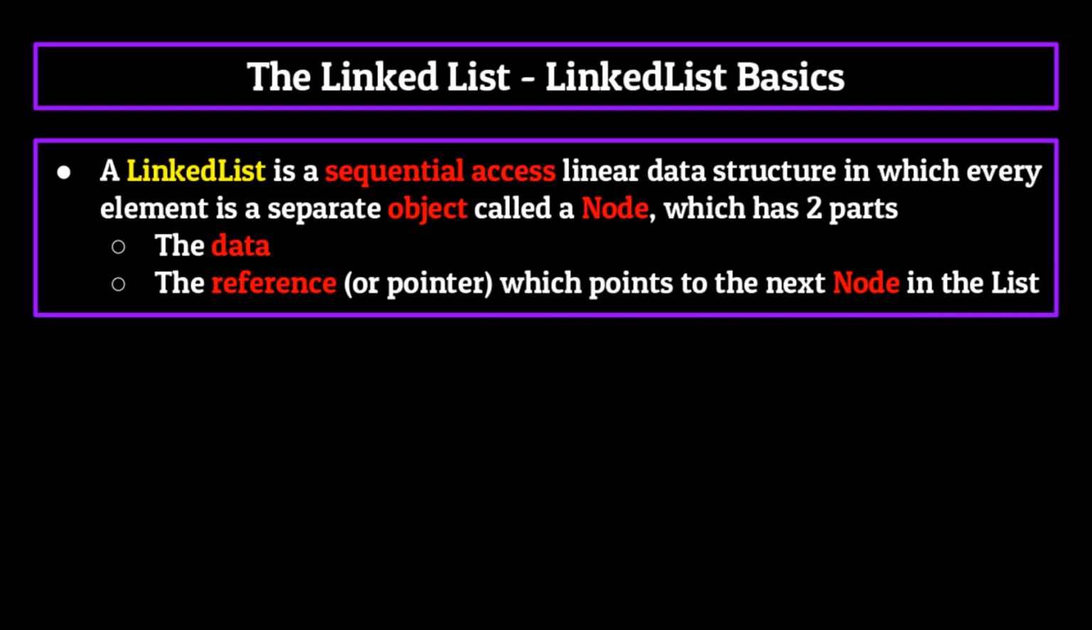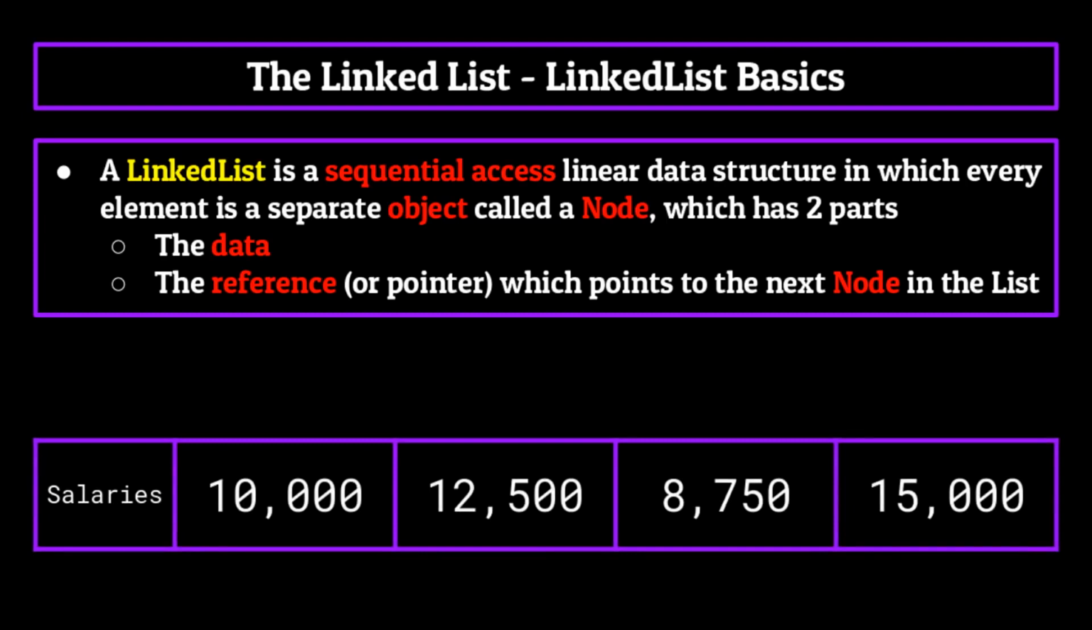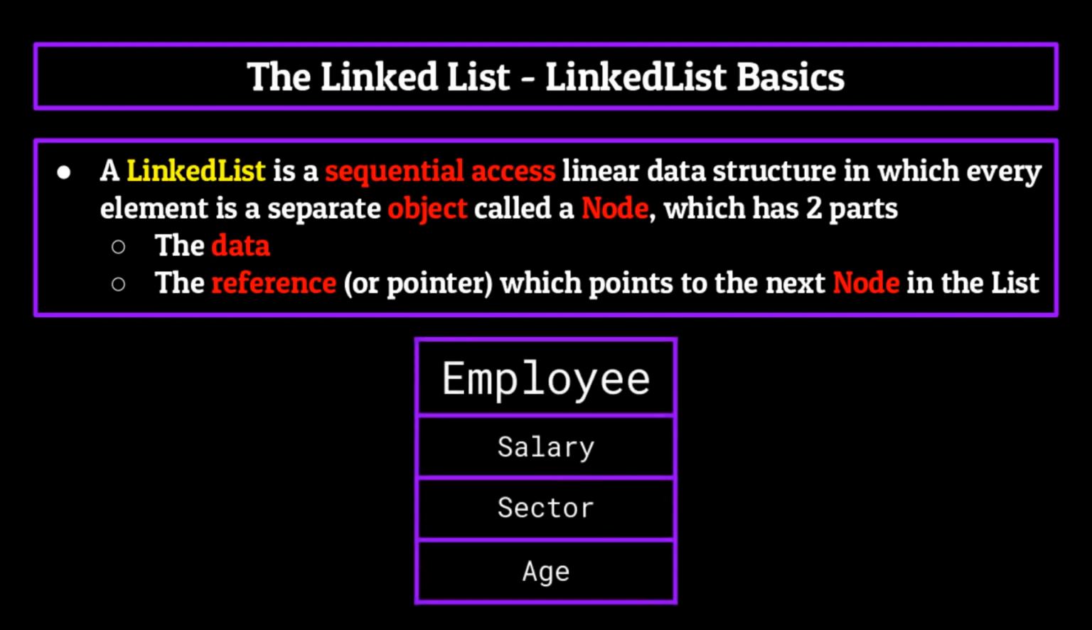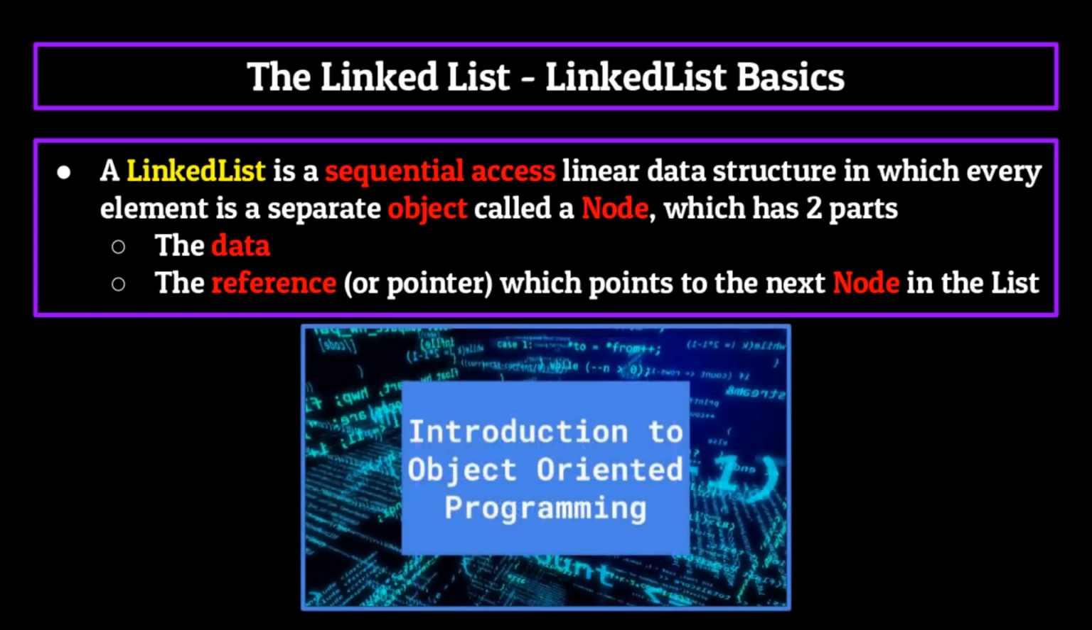Now when we state that every element is a separate object called a node, this means that unlike an array or an array list where every element is just, let's say, a number, each element in a linked list will actually be an object which can have multiple attributes or variables. Now, I won't dive too far into object-oriented programming right now. If you want a good introduction to that, you can check out the link in the description below, which will take you to our Introduction to Object-Oriented Programming lecture.